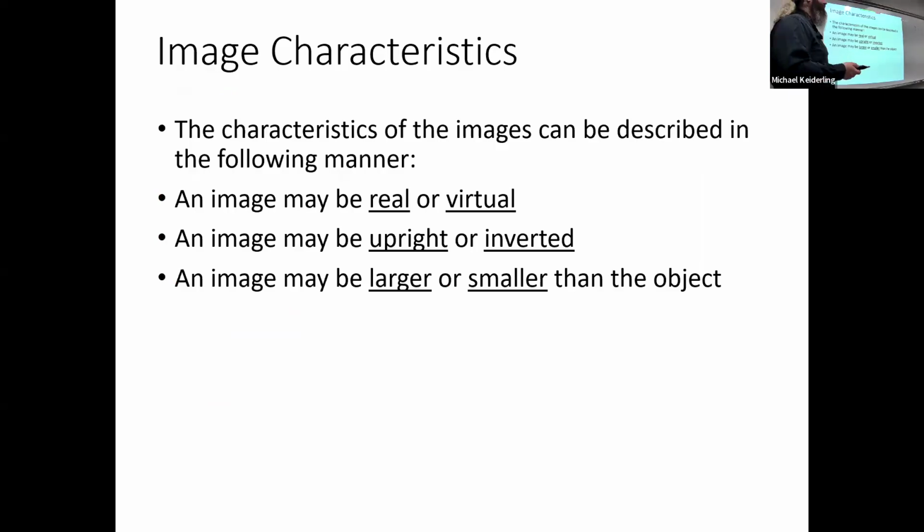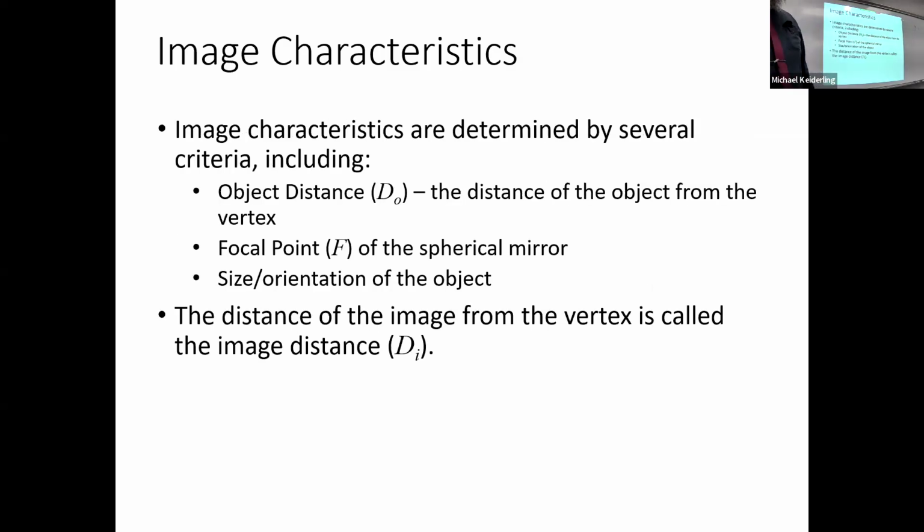Now, when you form an image with a mirror or a lens, there are certain characteristics. The image can be real or virtual, it can be upright or inverted, and it can be larger or smaller than the object. It turns out real images are always inverted and virtual images are always upright. Larger or smaller depends on the relative position of the object and the image. The image characteristics are determined by several criteria, including the object distance, the distance of the object from the vertex, the focal length of the spherical mirror, and the size and orientation of the object. The distance of the image from the vertex is called the image distance.